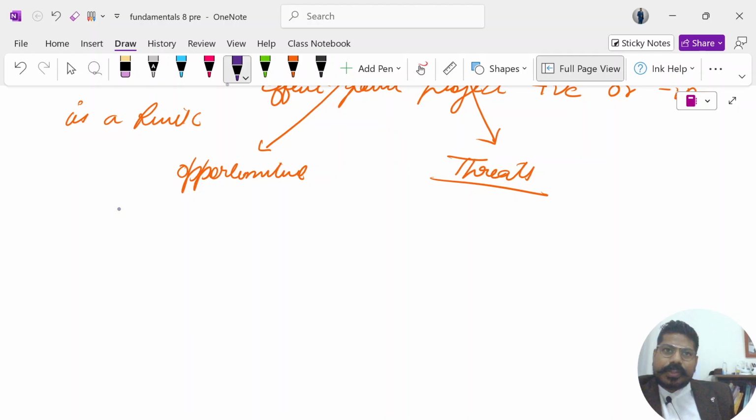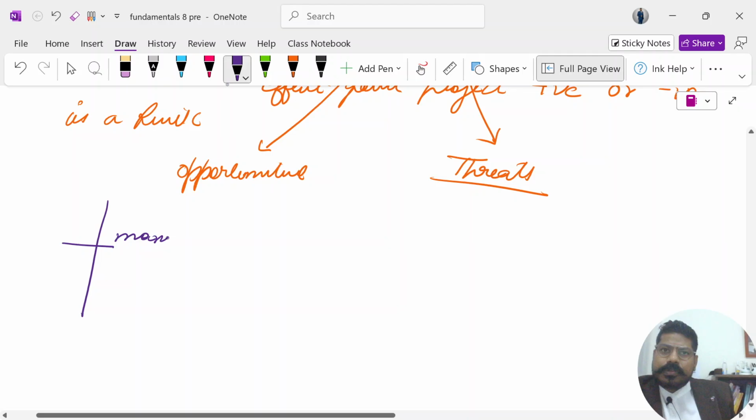As a project manager, your whole goal is to maximize opportunities and minimize threats. Quite basic. Now, another important thing is we have certain tactics or tools to maximize opportunities or minimize threats.